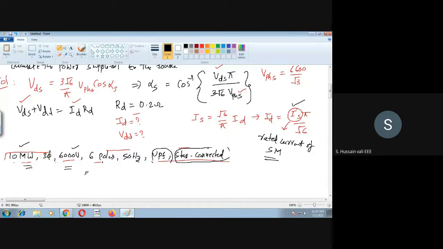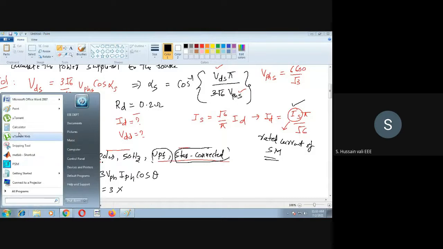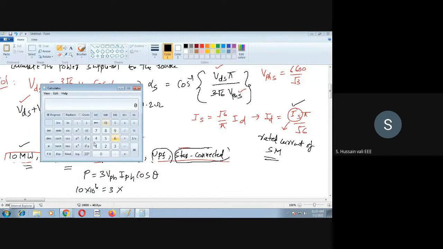What is the formula? Power is equal to 3 V phase I phase cos theta is the formula. So power is 10 megawatt. So 10 megawatt is 10 into 10 power 6 is equal to 3 into V phase. How do you find out V phase? See this now.